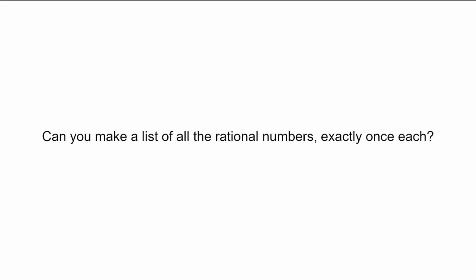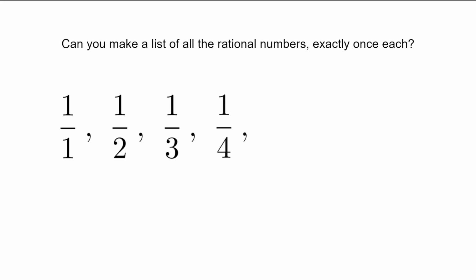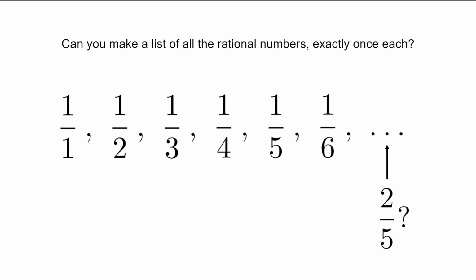You may have heard before that the rationals are countable, so with an infinitely long list, there should be enough room for each rational once. So let's give this a try. We might start with 1 over 1, then 1 over 2, 1 over 3, and so on. But if we continue like this, we would use up the entire list and never see fractions like 2/5, for example. Clearly, we need to be more creative.